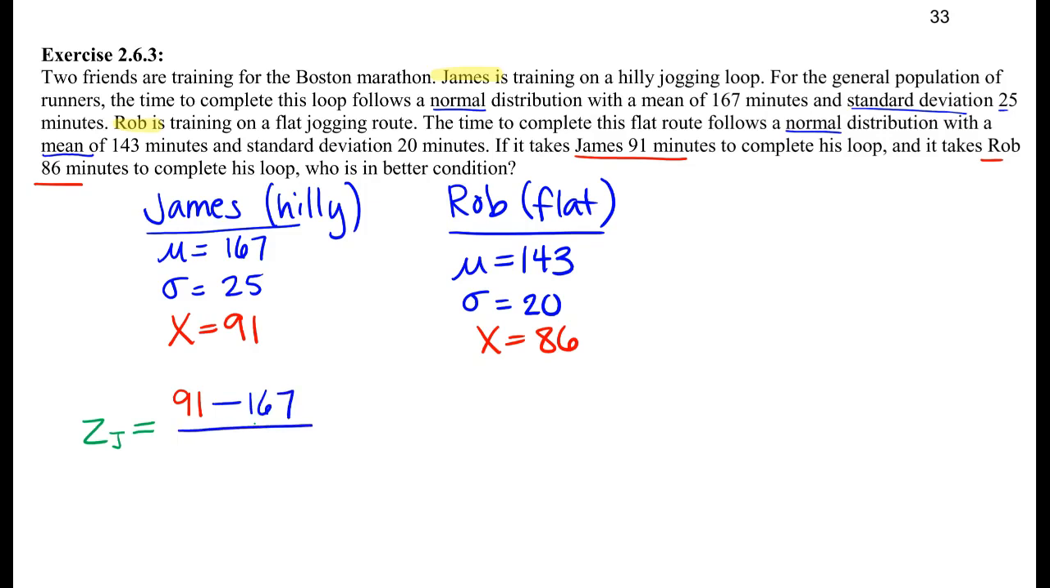Subtract off the mean and divide by the standard deviation. So this is going to show us how far below average in terms of finish times James is. And then we're going to do the same thing for Rob. So we'll have a z for Rob. Still start with his finish time. How far away from average is he in terms of standard deviations?